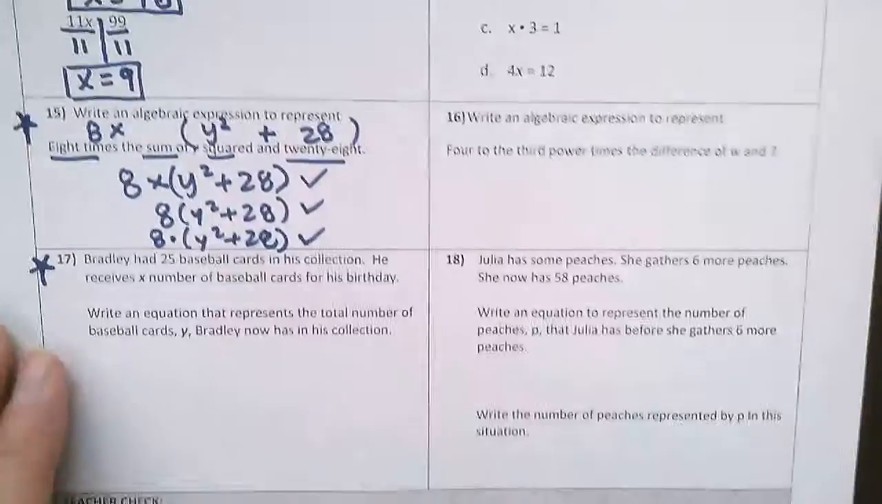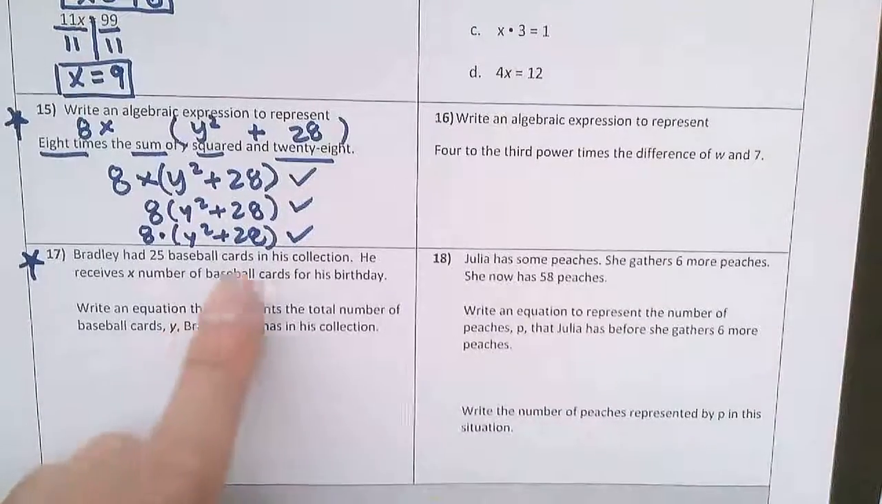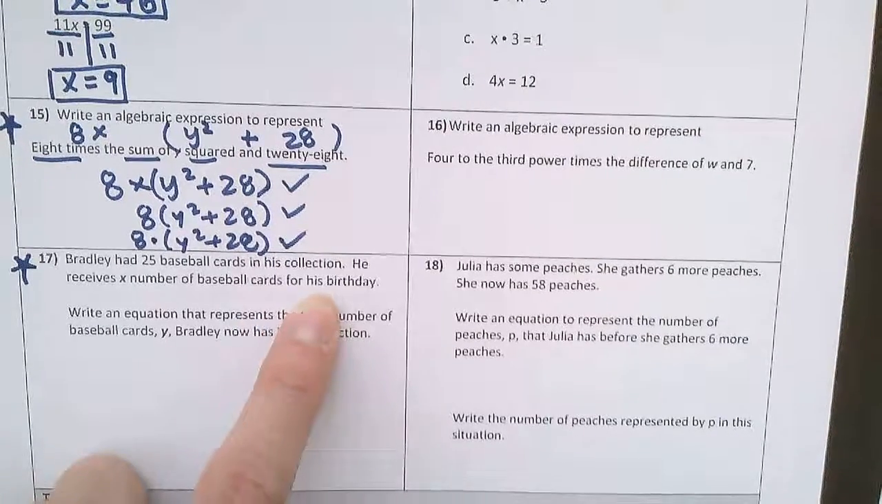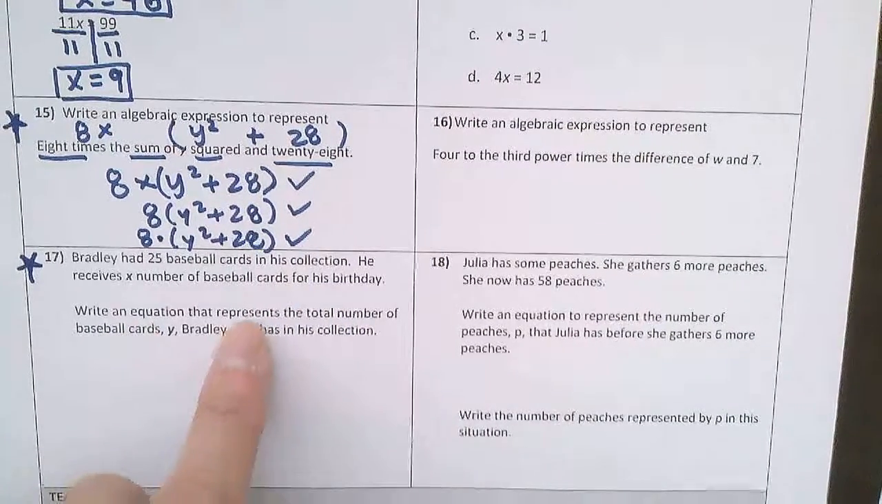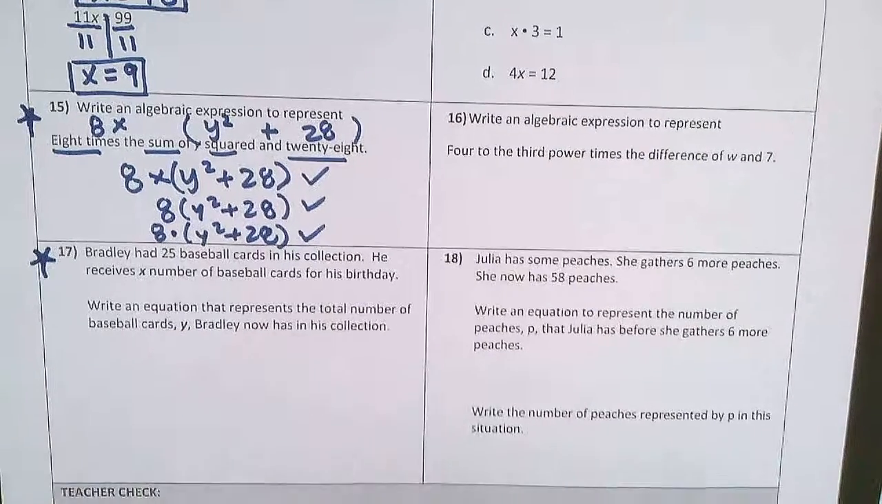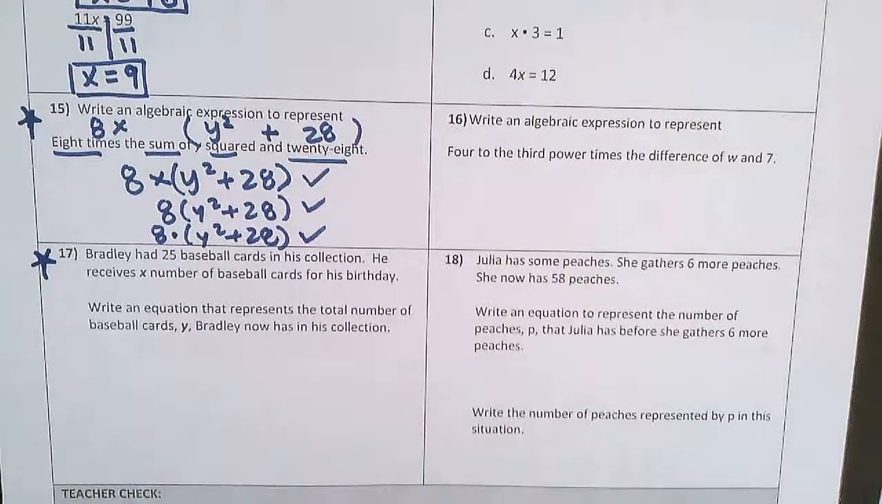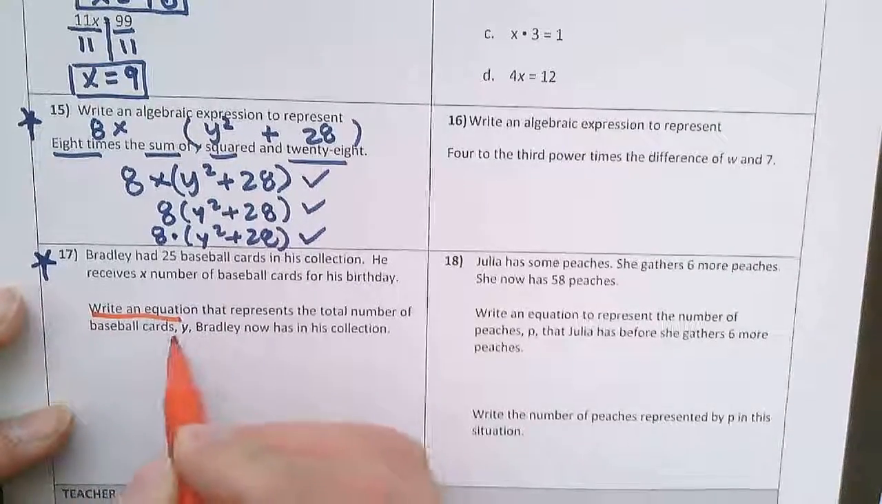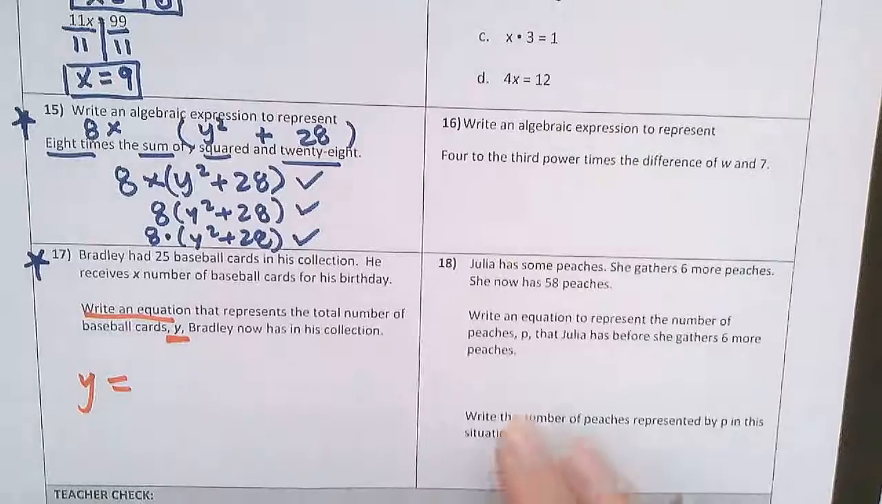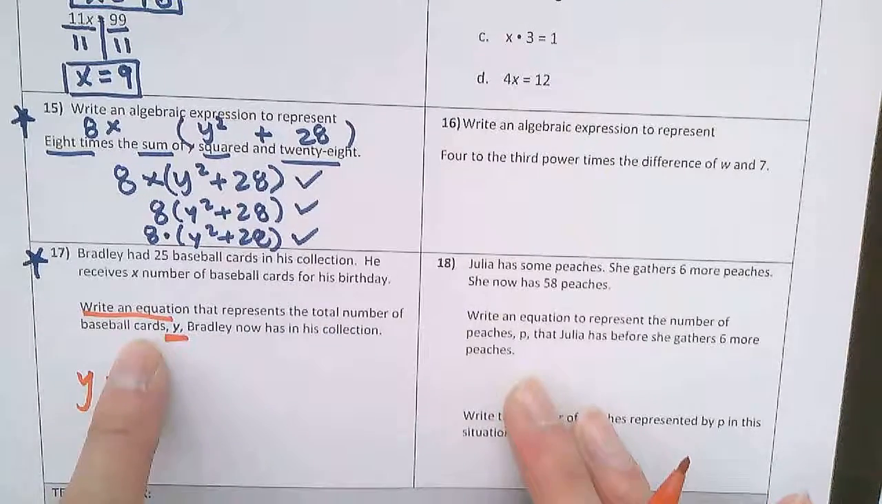Okay, last one. Number 17. Bradley had 25 baseball cards in his collection. He receives x number of baseball cards for his birthday. Write an equation that represents the total number of baseball cards, y, Bradley now has in his collection. Okay, so we know it's asking us to write an equation for y. So that means I'm going to have y equals something. And y is the total number of baseball cards.